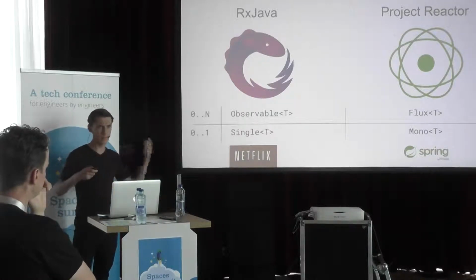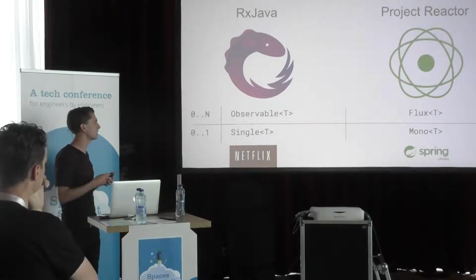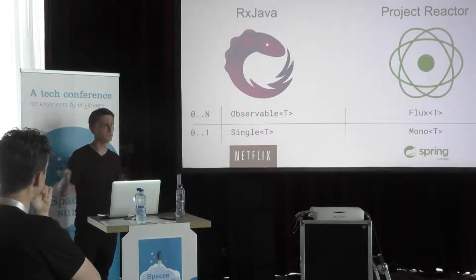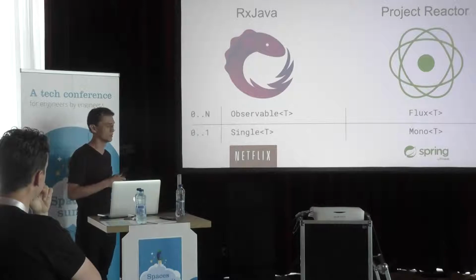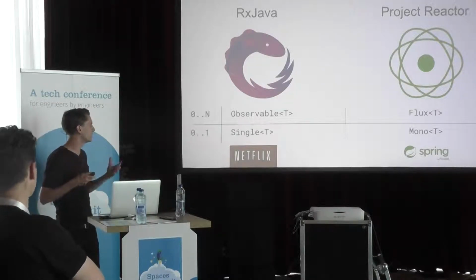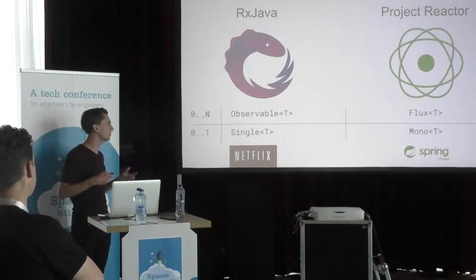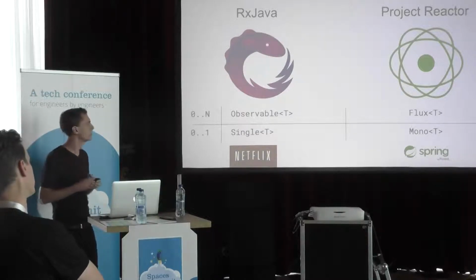And the main thing that they give you is two types. One models a stream consisting of 0 to n items, which in RxJava is the Observable type, and in Project Reactor is the Flux type. And one that represents a stream of data consisting of 0 to 1 item, which is a Single in RxJava and a Mono in Project Reactor.